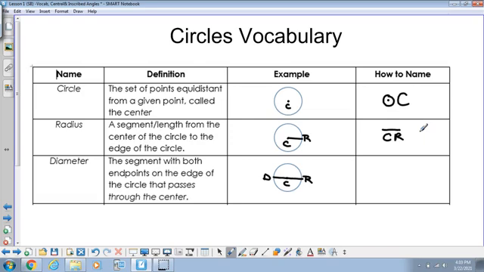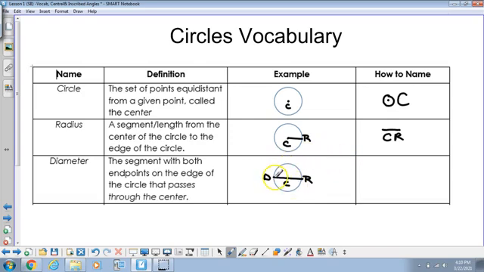A diameter is a segment with both endpoints on the edge of a circle, and it passes through the center. For example, this one right here, DR, goes through the point C. This isn't the only one. You could draw infinitely many diameters on the circle as well. You could draw one straight up and down and all kinds of angles. There's no limit to the number of diameters you could draw.